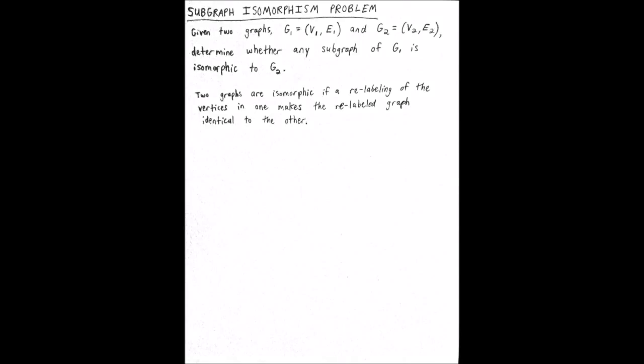This is an explanation of the subgraph isomorphism problem. Given two graphs G1 and G2, determine whether any subgraph of G1 is isomorphic to G2. And isomorphic is defined as: two graphs are isomorphic if a relabeling of the vertices in one makes the relabeled graph identical to the other.